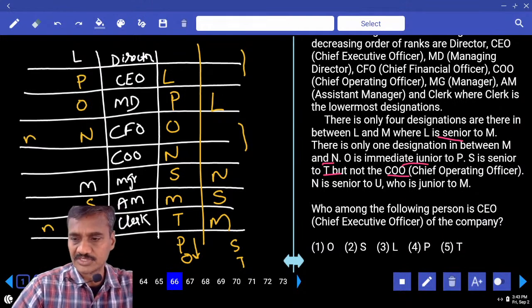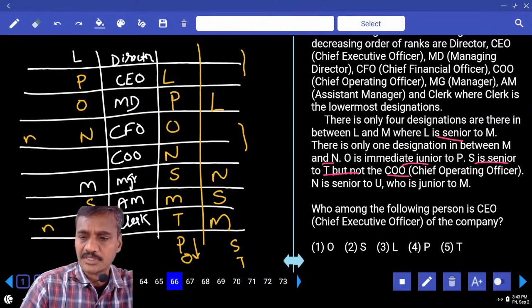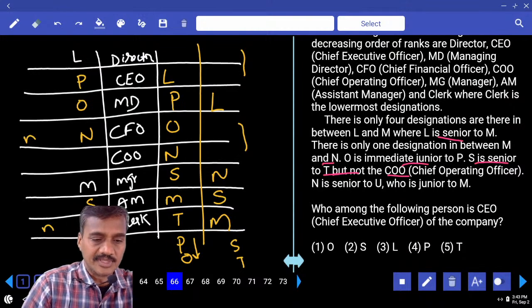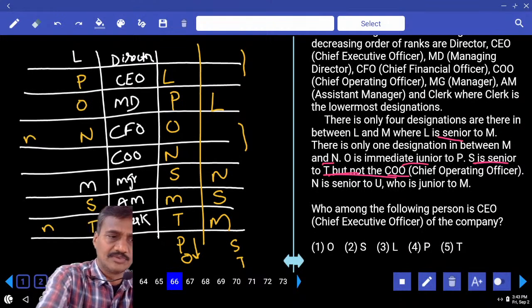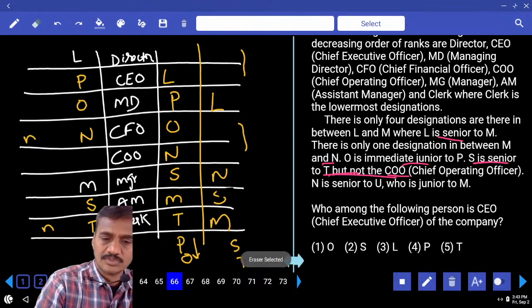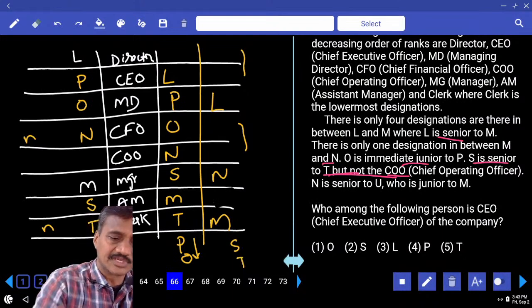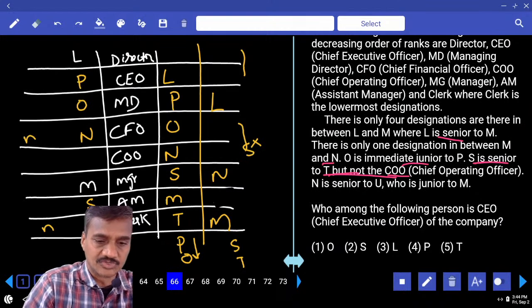Then what is the next one you have? S is senior to T but not the COO, and S is not the COO. S is senior to whom? S is senior to T but not COO. And next one, what is the next information we have? S is senior to T but not COO means S cannot be at this place. S cannot be at this place. S is senior to T.